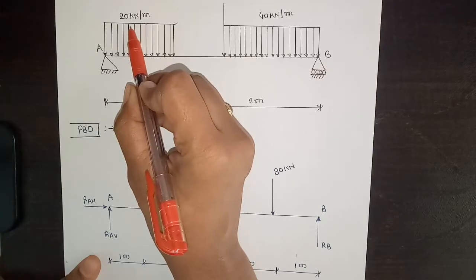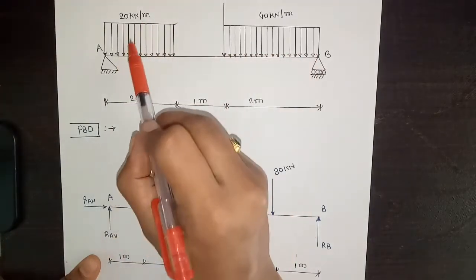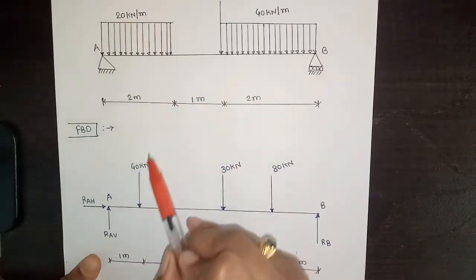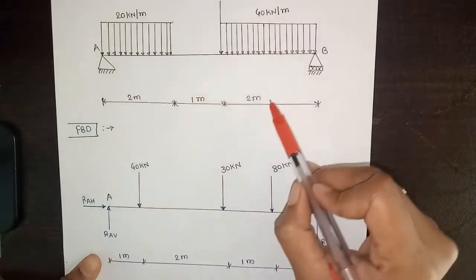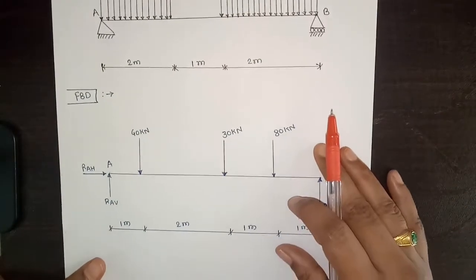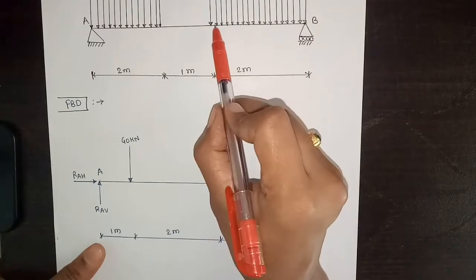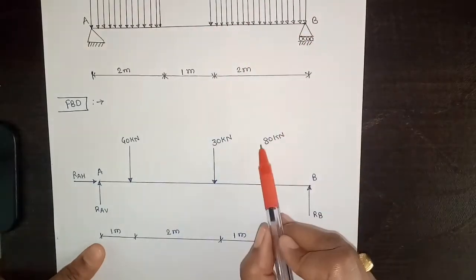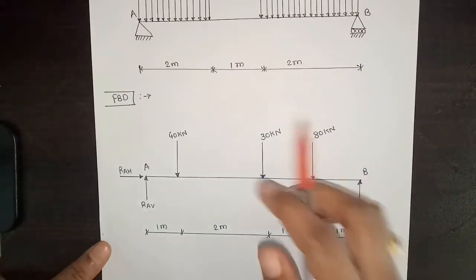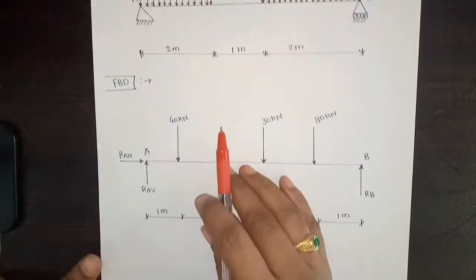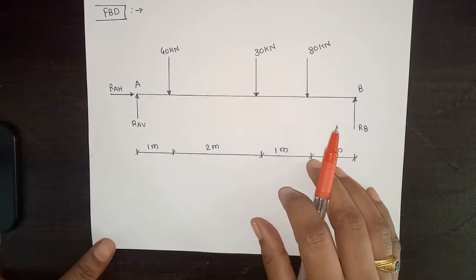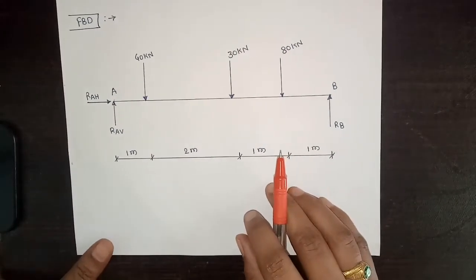There are two UDLs, so first convert each UDL to an equivalent point load. The value is UDL into distance: 20 into 2 is 40, and 40 into 2 is 80, each acting at the midpoint of its span, 80 kN and 40 kN. Okay, this is the free body diagram.